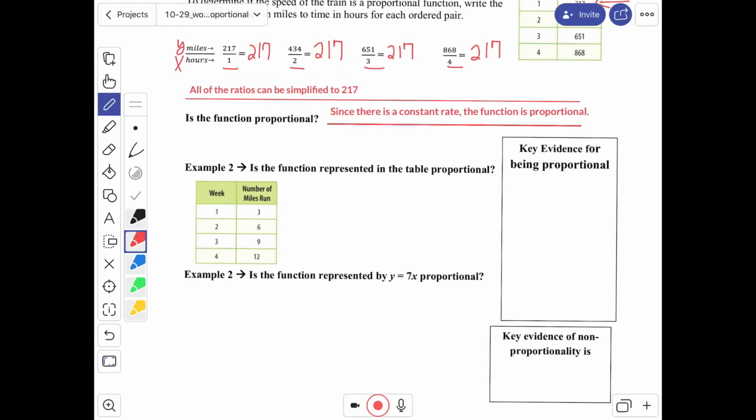Example 2. Is the function represented in the table proportional? Again, we're going to check all of the intervals. And y goes on top, x goes on bottom. 3 divided by 1 makes 3. The next one is 6 divided by 2, which also makes 3. 9 divided by 3, which also makes 3. And 12 divided by 4, which also makes 3. So is this table proportional? Yes, because they all came out to 3.